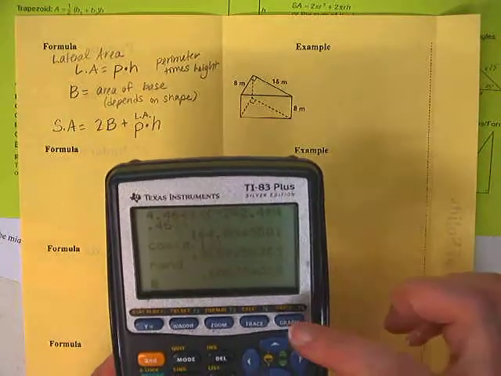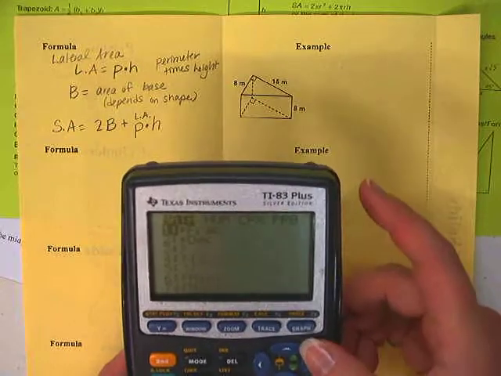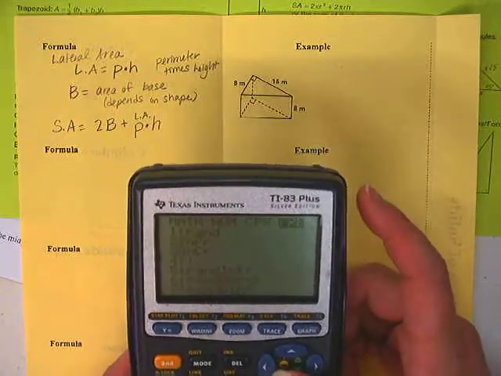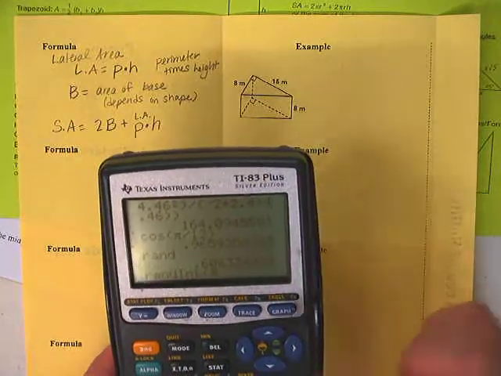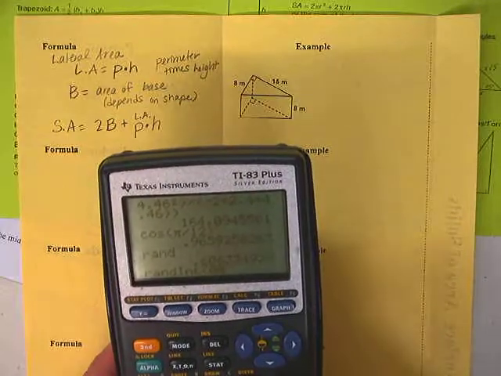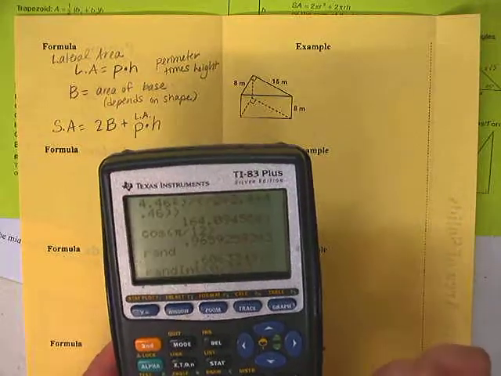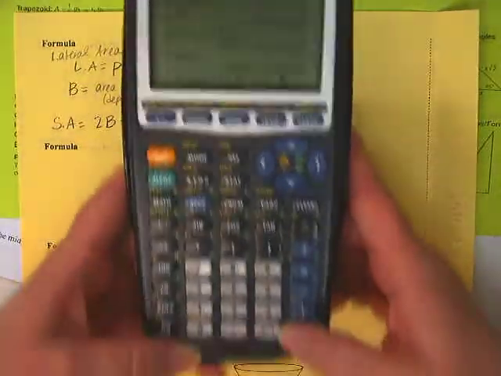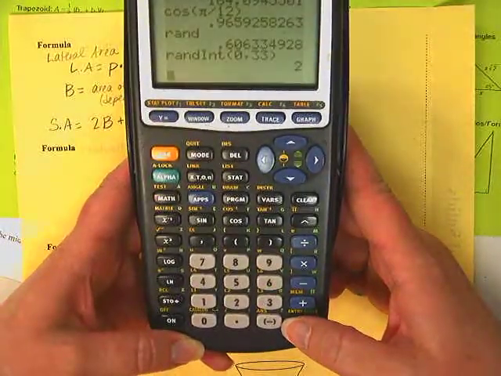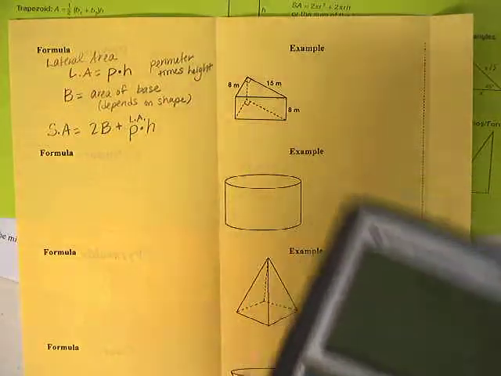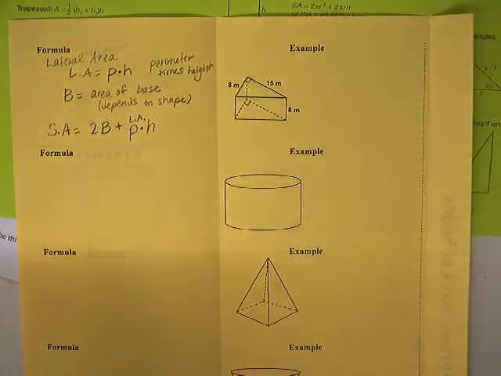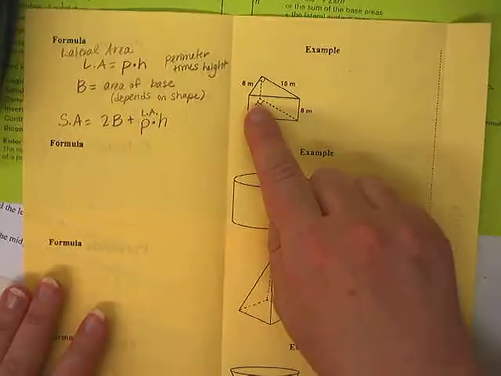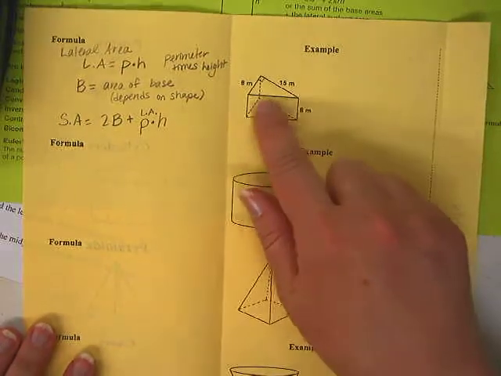Random. Where's my random number generator? There it is, right there. Random. Oh, but I want a random integer. So I'm going to go to math, probability, random integer, and I can tell it I want my number between 0 and 33, because that's how many are on my roll. Okay, it's going to give me a random number. I guess you can't see it. Here it goes. 2. Person 2 is Simone.